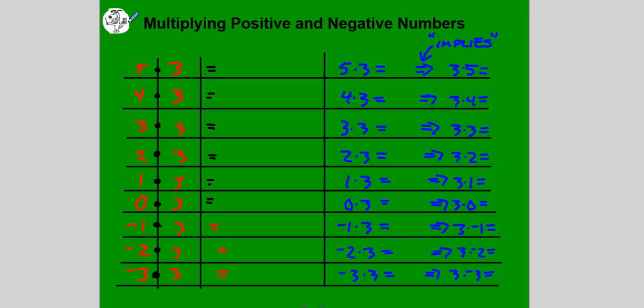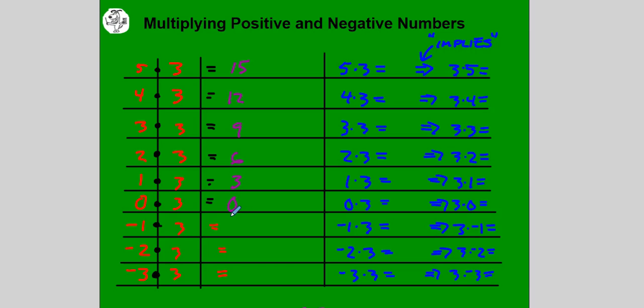So let's look at now multiplying positive and negative numbers. Specifically in our case we're looking at integers, positive and negative integers. So what I've done here is I've done some multiplication problems where I'm decreasing the number on the left by 1 every time. So 5 times 3 is 15, 4 times 3 is 12. Notice each time I'm subtracting 3. 3 times 3 is 9, 2 times 3 is 6, 1 times 3 is 3, 0 times 3 is 0.